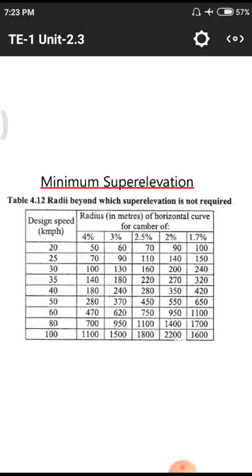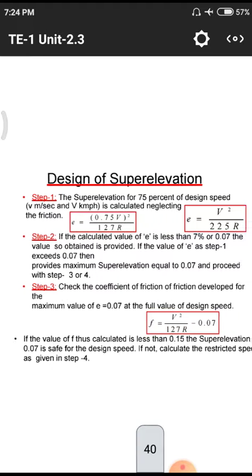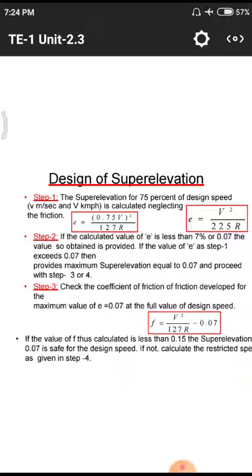In localized conditions, where we have CC roads and other roads, we definitely need to consider friction also, to reduce the number of accidents each year. Per year we have a huge number of accidents, so to reduce those accidents we need these frictional properties on the particular soil data. But in the case of super elevation, we are neglecting the F value, so we have only E equal to V square by 225R in terms of kmph, and the other one is 0.75 V square by 127R. But in step 2, if the calculated value of V is less than 7%, the value so obtained is provided.